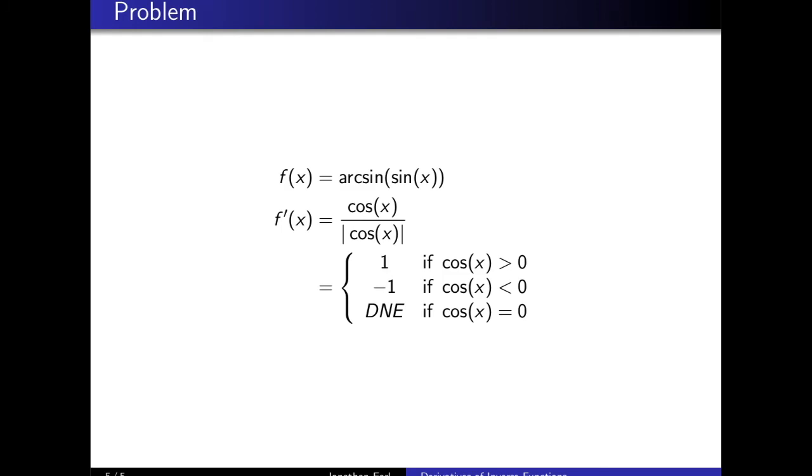Well, then there's the third possibility, and that's that cosine is 0. So something like pi over 2, minus pi over 2, and so on. In those places where cosine is 0, you'd have that f prime is 0 over 0, so it is undefined. So in the places where cosine is 0, the derivative does not exist.